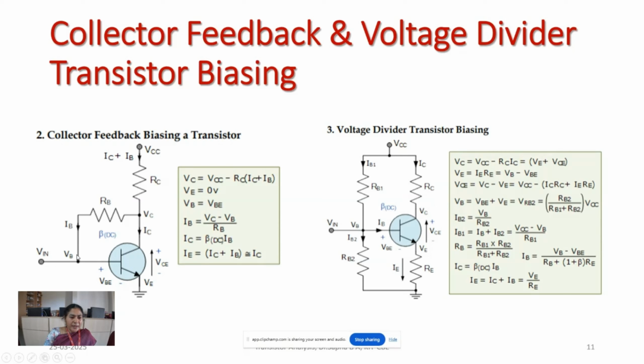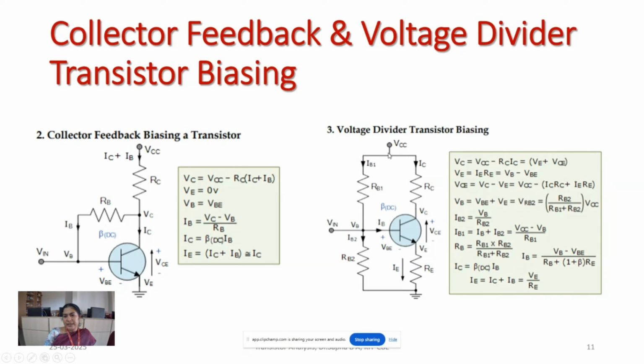And for the IB equation, we can calculate IB as VC minus VB, the voltage across this point, divided by the resistor RB. IC will also be equal to beta into IB. So what is IE from this? IE can be calculated as IC plus IB, which is approximately equal to the same IC value. So IC and IE will be almost similar. This is for the collector feedback, or collector-to-base bias, which can give better stability.